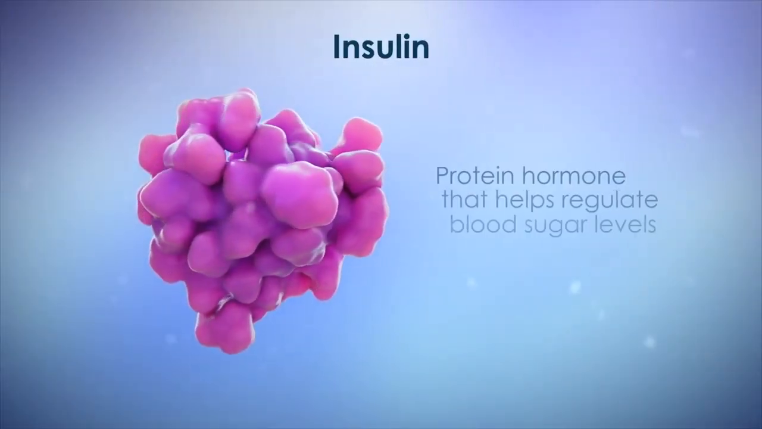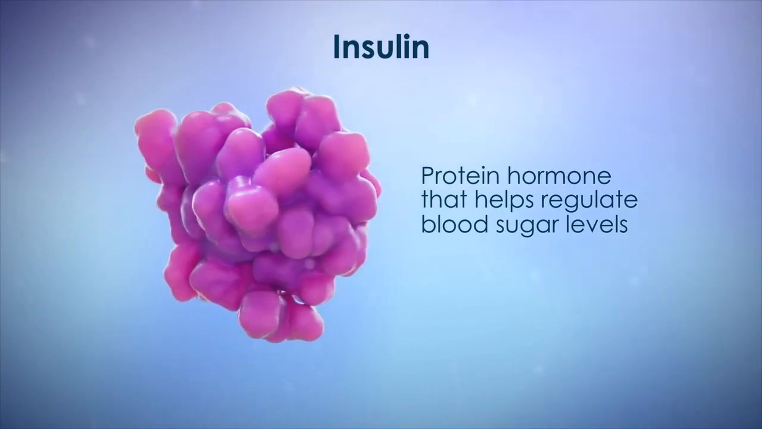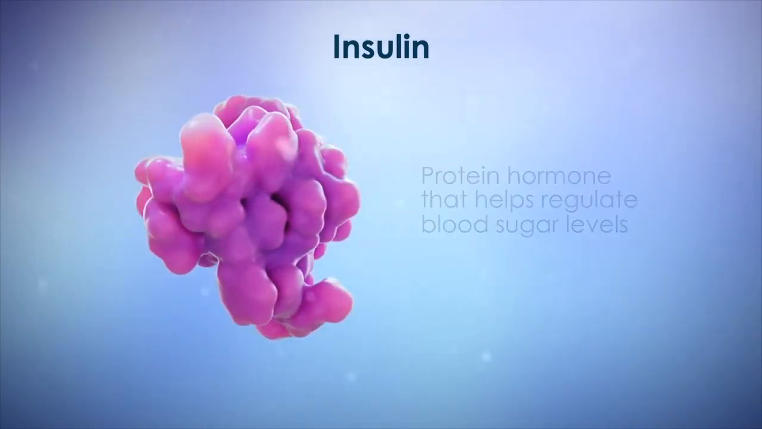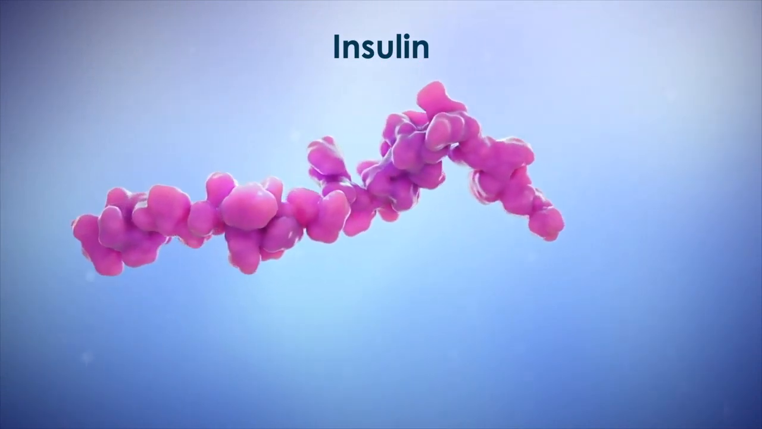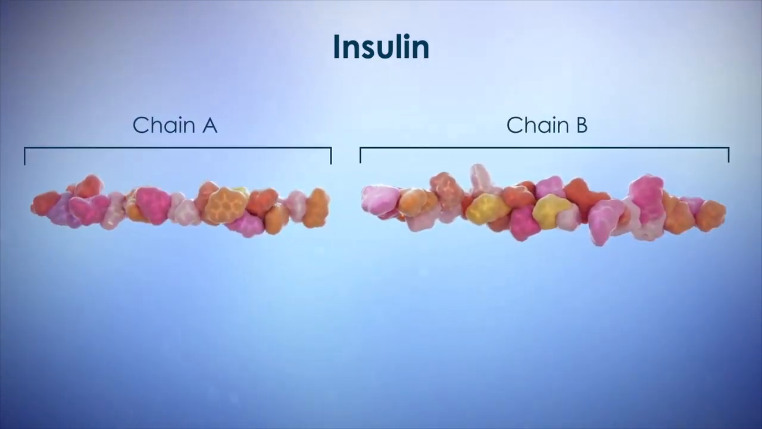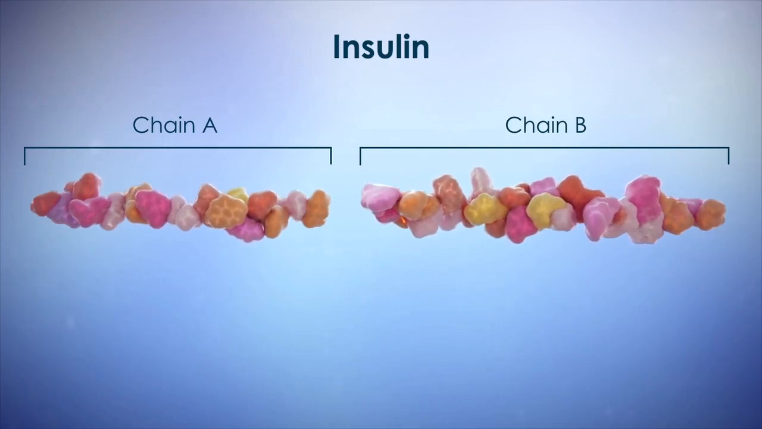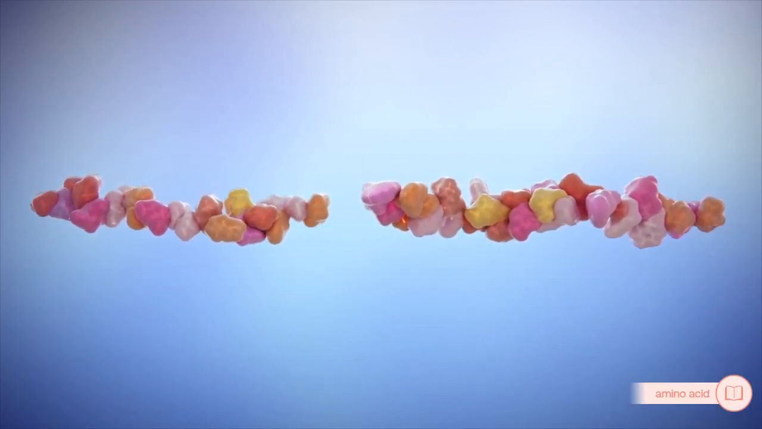Starting with a fully assembled protein, in this case human insulin, the protein hormone that helps us regulate blood sugar levels, let's deconstruct it and see how it's built. If we unravel insulin's three-dimensional architecture, we can see that it's actually two long chains composed of tiny building blocks called amino acids, 51 to be exact.